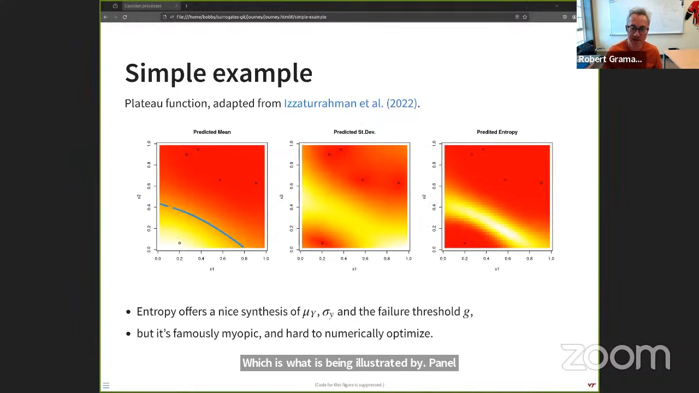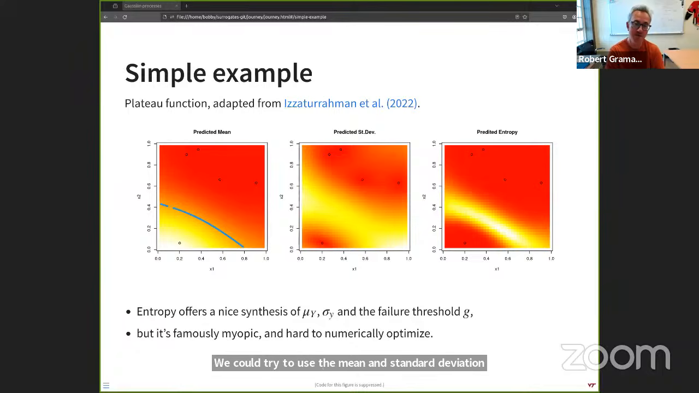So to illustrate this in a Gaussian process context, here is a simple two-dimensional function that we call the plateau function. It's actually a two-dimensional CDF calculation. And if we train at 5 input pairs represented by the open circles, then we can get a prediction surface that's on the left, and then a standard deviation surface for that prediction that's in the middle. And if we were trying to learn about the level set where the response is 0, which is indicated by the blue line on the left, we could try to use the mean and standard deviation information.